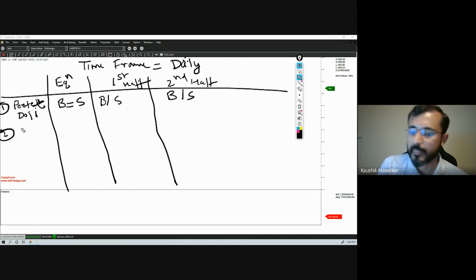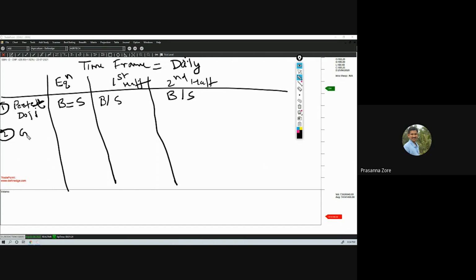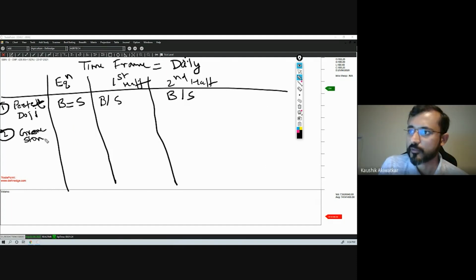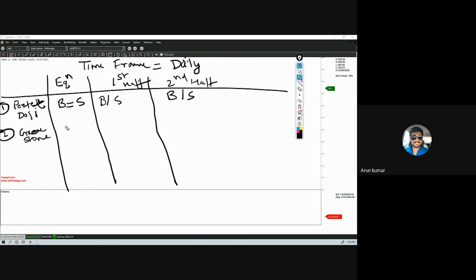Second, gravestone doji. What is the equation? Sellers higher than buyers. Sellers dominate. Sellers are dominating buyers.